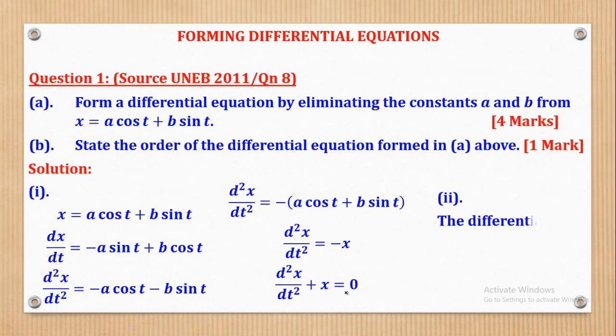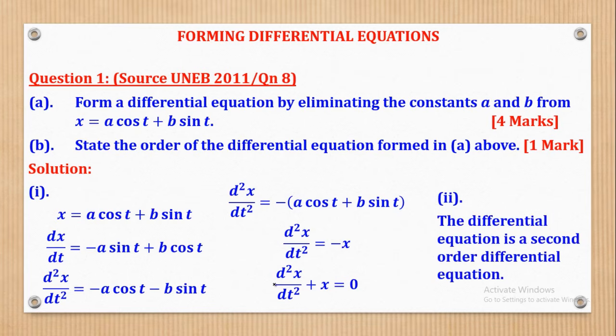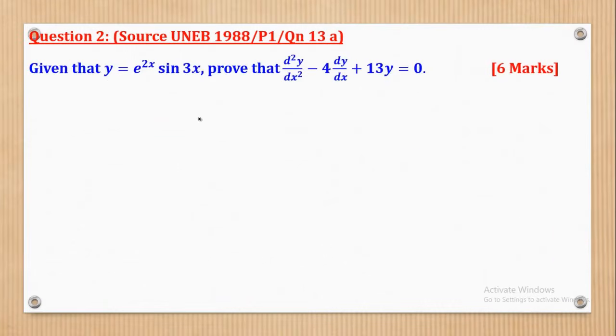Then part B, they wanted you to state the order. So the order, in this case, you shall say that the order is 2 because the highest derivative is the second derivative. So that was question 1.